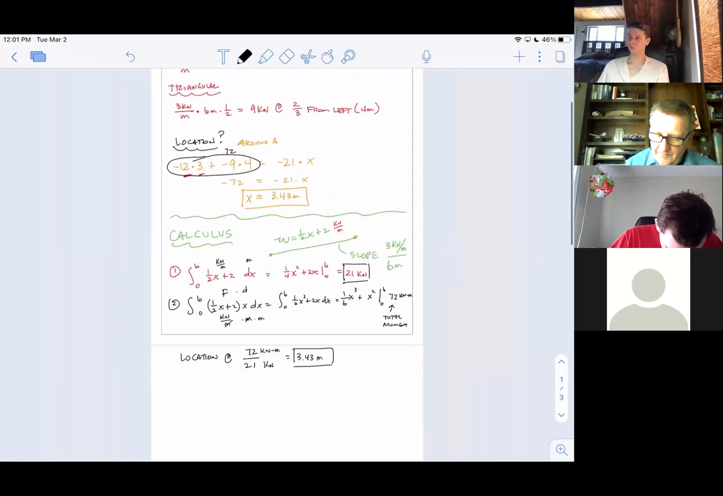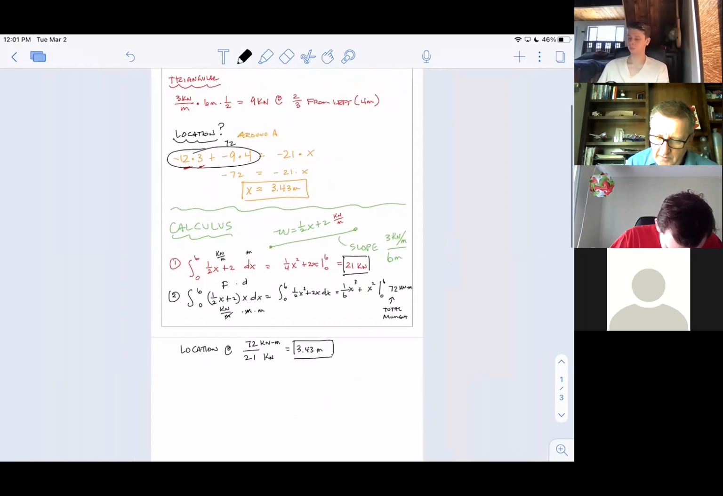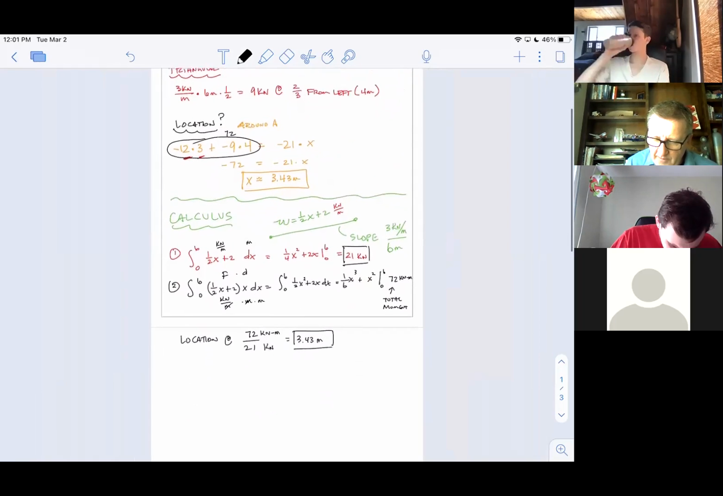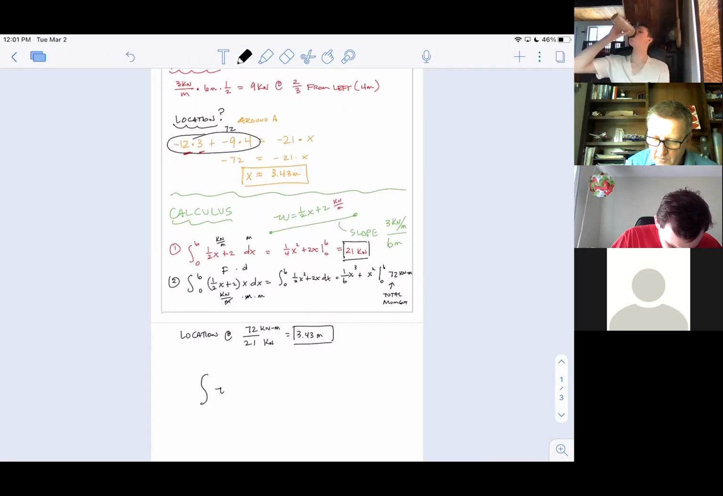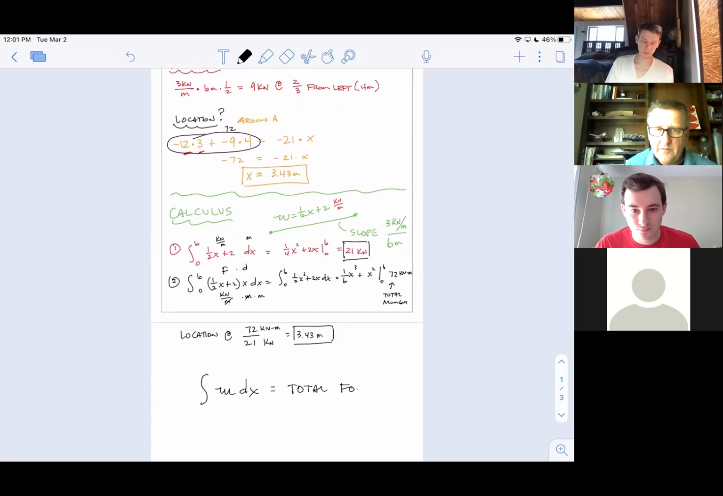So I guess, kind of walking out the door, you could say that the integral of the W times dx, that's going to give you the total force. So in our last example, that gave us the 21 kilonewtons. Newton is force.